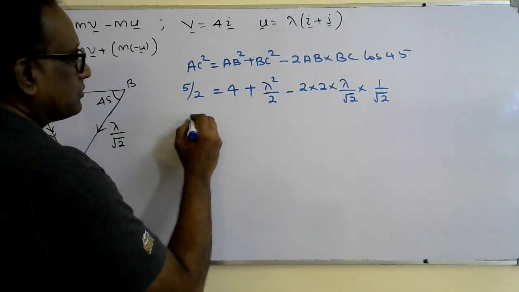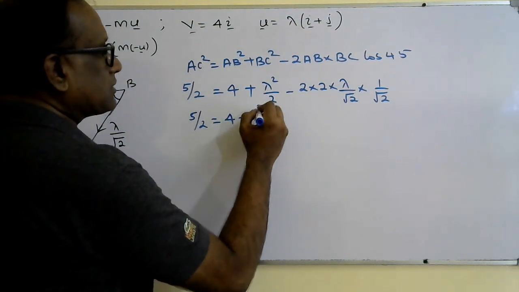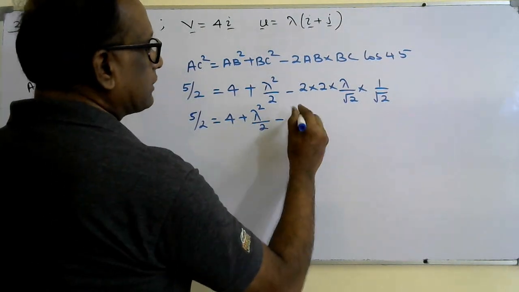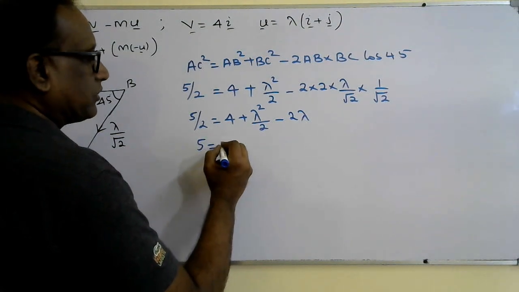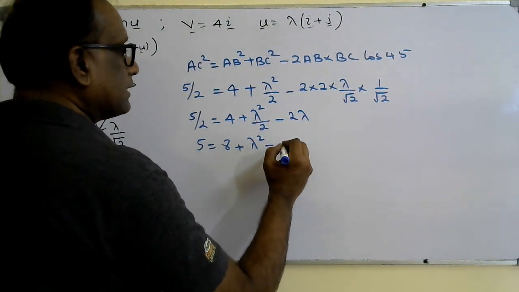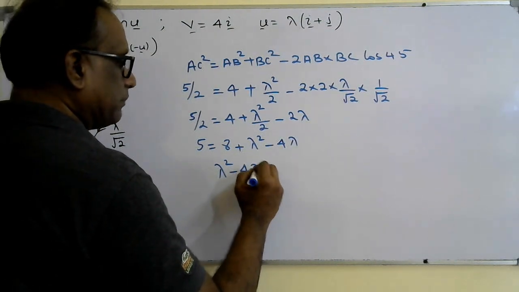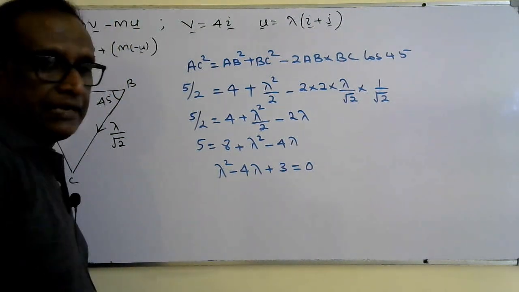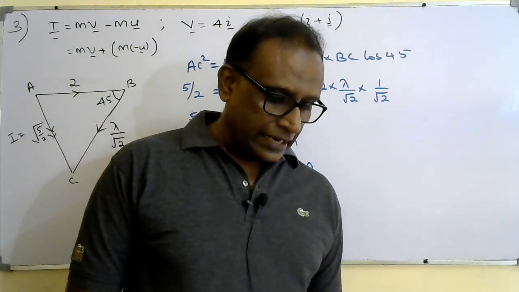So we'll solve 5 by 2 equal 4 plus lambda squared by 2 minus 2, will get cancelled, minus 2 lambda. Multiply the whole equation by 2. 5 is equal to 8 plus lambda squared minus 4 lambda. That is lambda squared minus 4 lambda plus 3 equals 0. Exactly the same quadratic equation we got in the first method. Here I am getting it again.